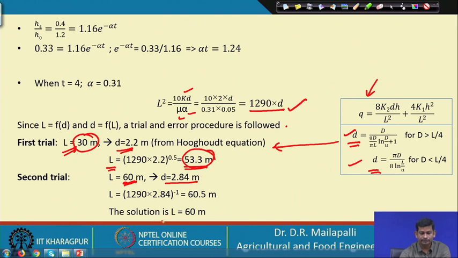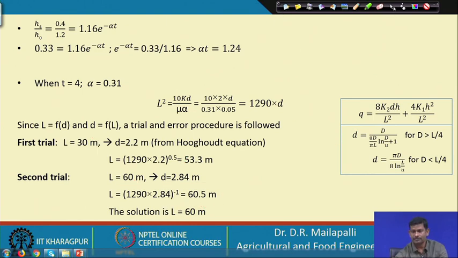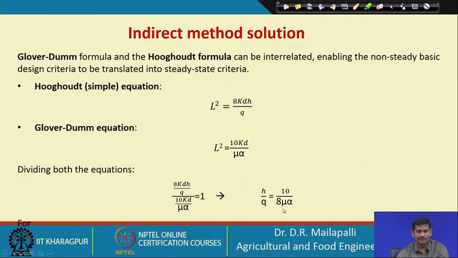So, then the new solution will be 60.5. So, when it is 60, you are getting 60.5. So, L is equal to 60 meter is the right solution, the spacing solution. Okay. So, this way you are going to estimate the spacing using the Glover-Dumm equation by recalling the equivalent depth concept. Okay. So, this is an indirect method of solution.